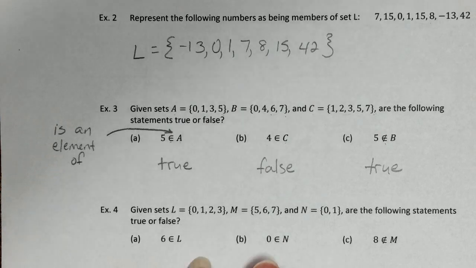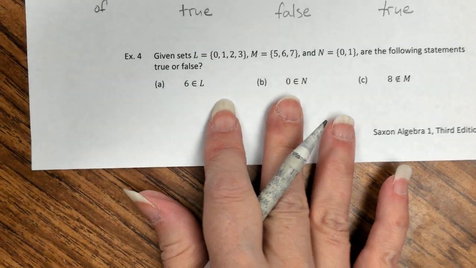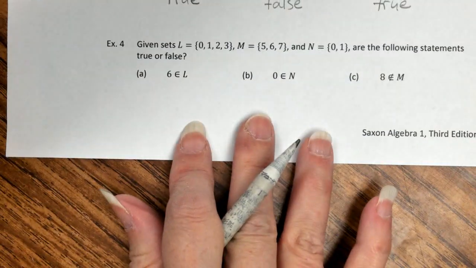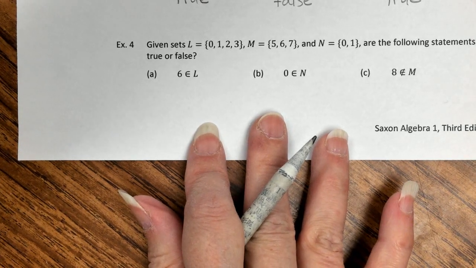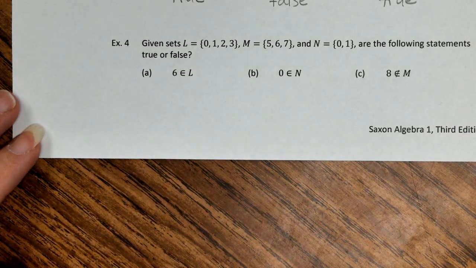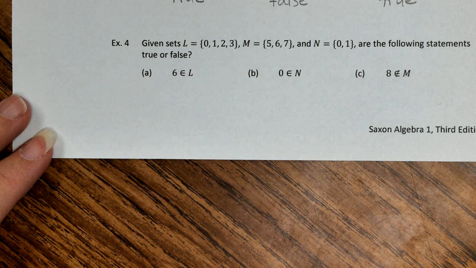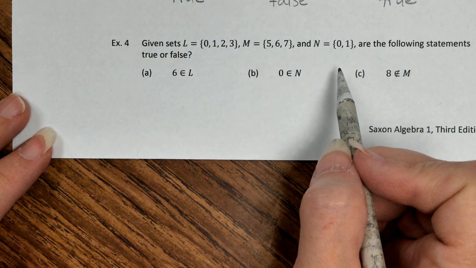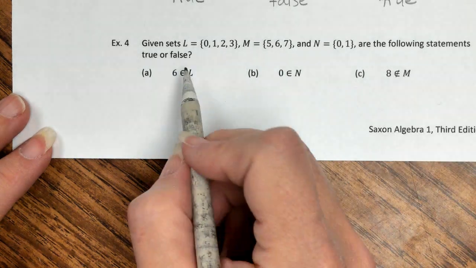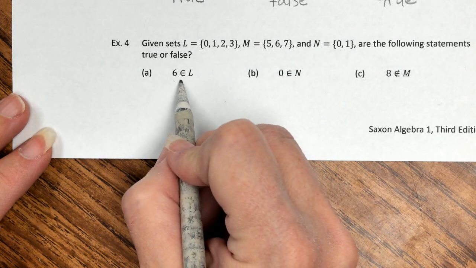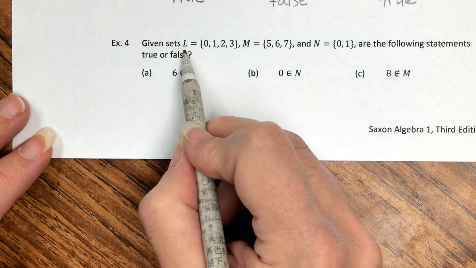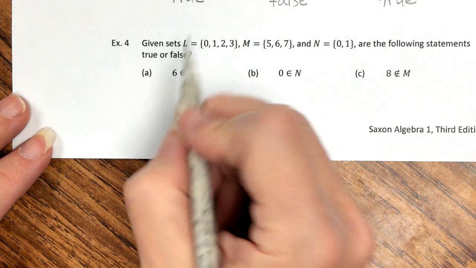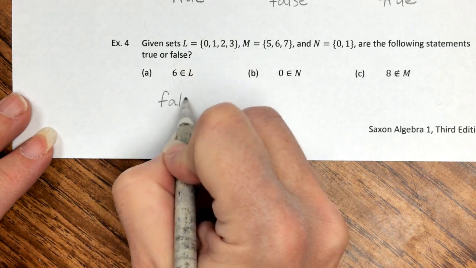Okay, so one more example. We have 3 new sets listed here. They're still all finite sets. Are the following statements true or false? Okay, 6 is an element of L. So we look at set L. I don't see a 6. That is false.